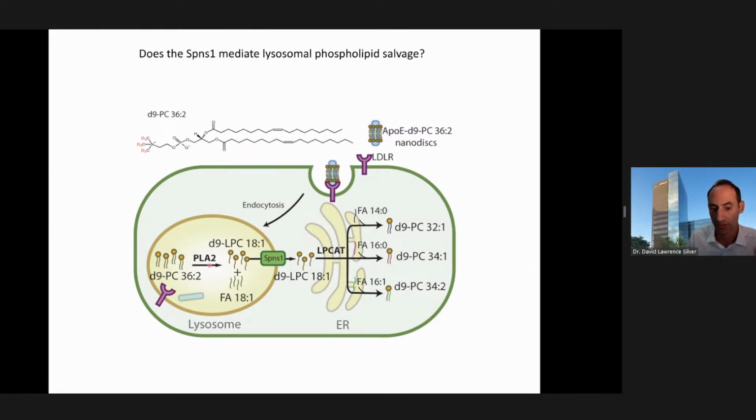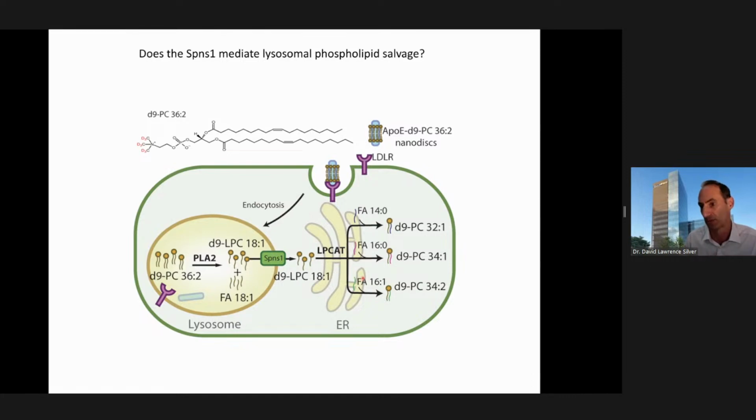Nonetheless, the hypothesis is that if a cell expresses SPNS1, then through the action of PLA2 in the lysosome, LPC 18:1 would be formed. This would be effluxed out of the lysosome via SPNS1, and then reesterified by various common fatty acids, or abundant fatty acids, in these cells.